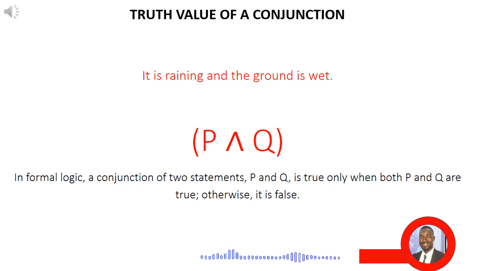In our example, we have it is raining and the ground is wet. For us to determine the truthfulness or falsity of this statement, it must be the case that it is actually raining and the ground is wet, which means a conjunction is true when the two conjuncts are true together. So it will be false if it is raining and the ground is not wet, or the ground is wet and it's not raining, because the statement says it is raining and the ground is wet.